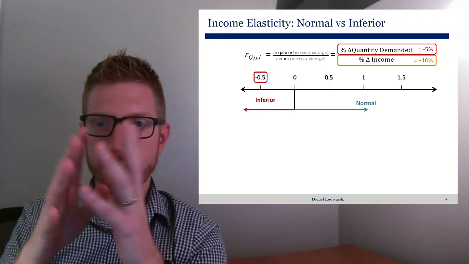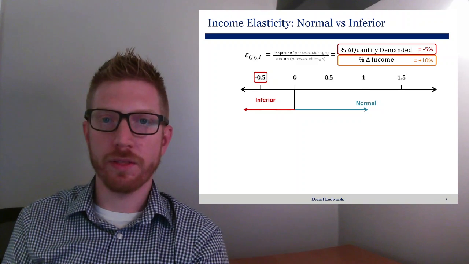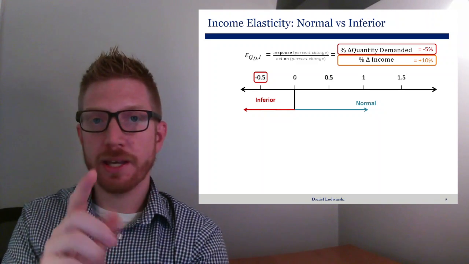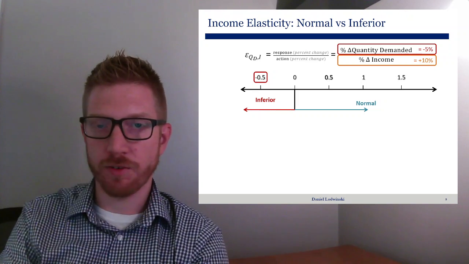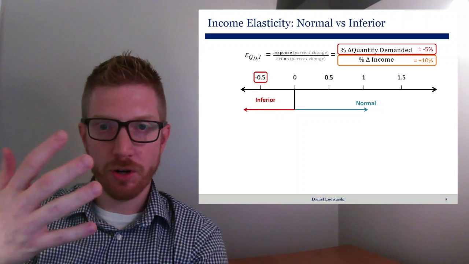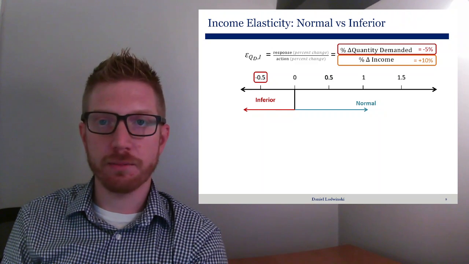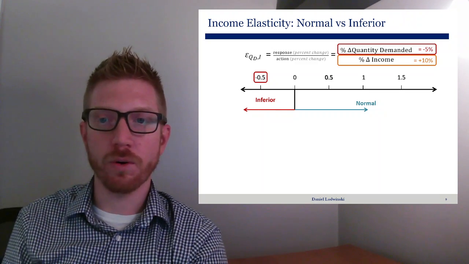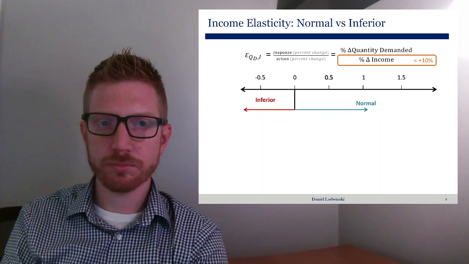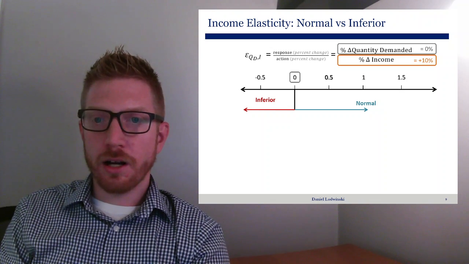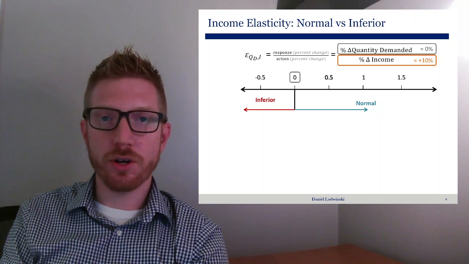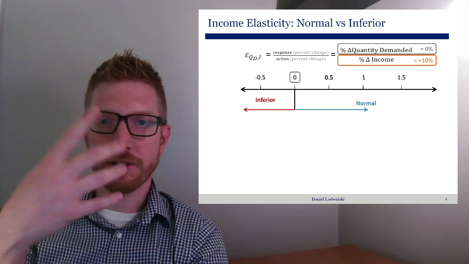Right? So we have this classification, whether the elasticity is negative or positive, and I expect you to be able to move both ways. If there's a good that you know is normal, you should know that it's going to have a positive income elasticity. If there's a good that you know has a positive income elasticity, you know that it is normal.